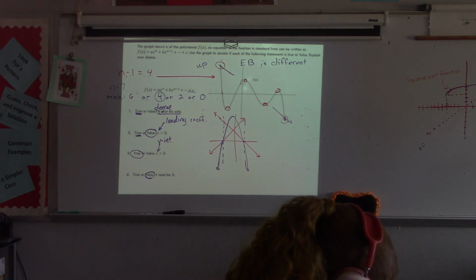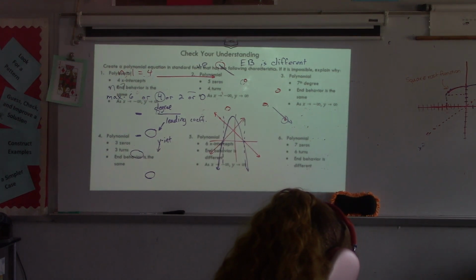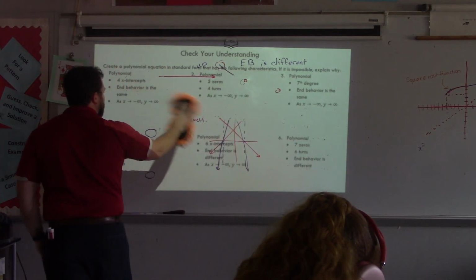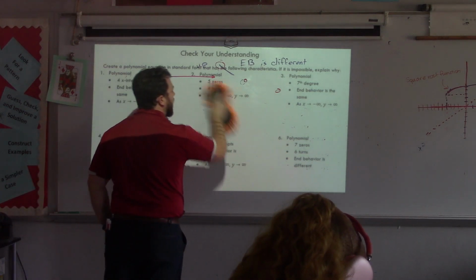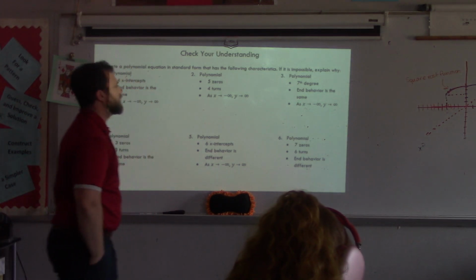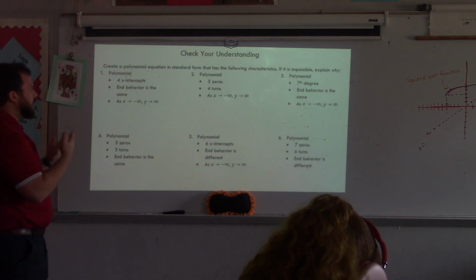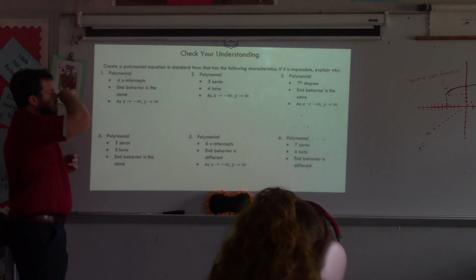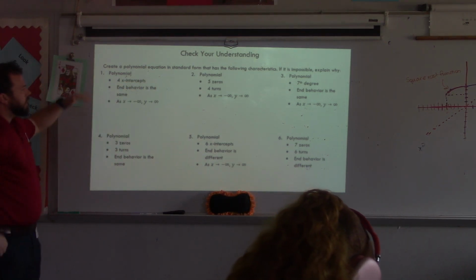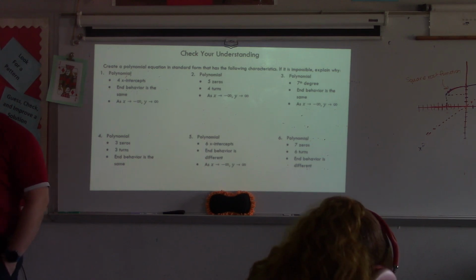Okay. So here's what I want us to do at this point. We're going to take a few minutes in class, now and after lunch, to look at possible equations based on given characteristics. I'm going to do a couple of these with you and point out some things. So first off, number one, we're just going to create a polynomial in standard form that has these characteristics. I want four x-intercepts. So what's probably true about that?